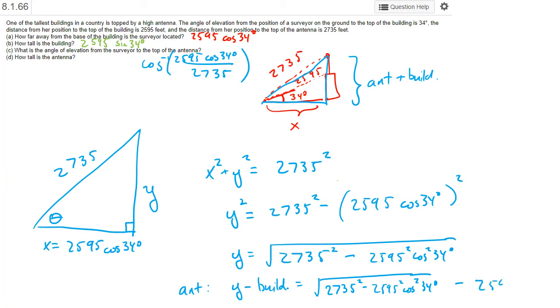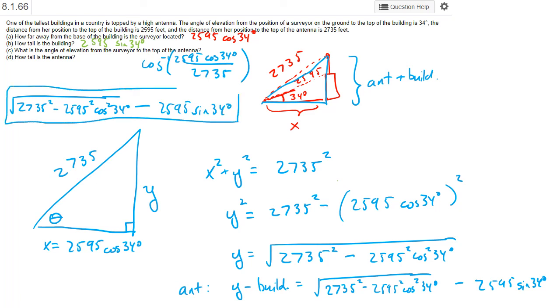That was 2,595 times the sine of 34 degrees. So there is the height of the antenna. That's a nice exact answer based on the information we were given. It is the square root of 2,735 squared minus 2,595 squared times the cosine squared of 34 degrees, minus 2,595 sine of 34 degrees. That's the answer to part D. If a calculator approximation is called for, you could punch that in and get a result.